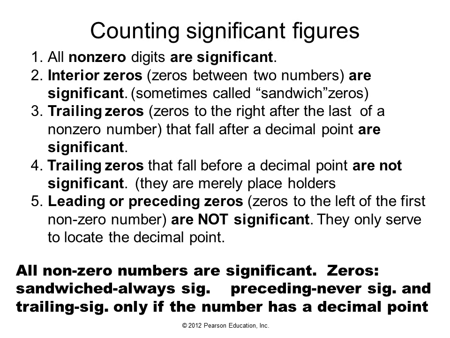Interior zeros, or zeros sandwiched between two numbers, are always significant. Trailing zeros, those that lie on the right side with no numbers following them, are significant if there is a decimal point in the number. Trailing zeros where there's no decimal point in the number are not significant. They're merely placeholders. Leading or preceding zeros, those to the left of the first non-zero digits, are not significant. They only serve to locate the decimal point. So in summary, all non-zero numbers are significant, and zeros sandwiched are always significant. Preceding zeros are never significant, and trailing zeros are only significant if the number has a decimal point. Otherwise not.